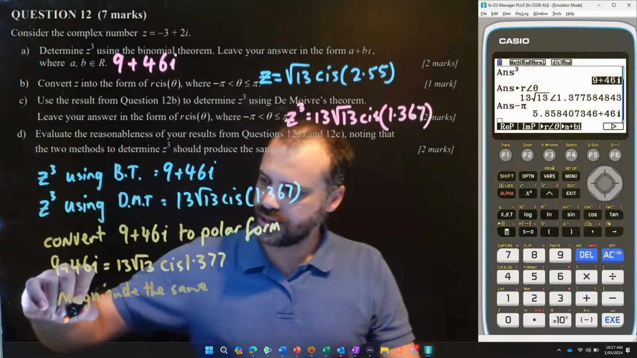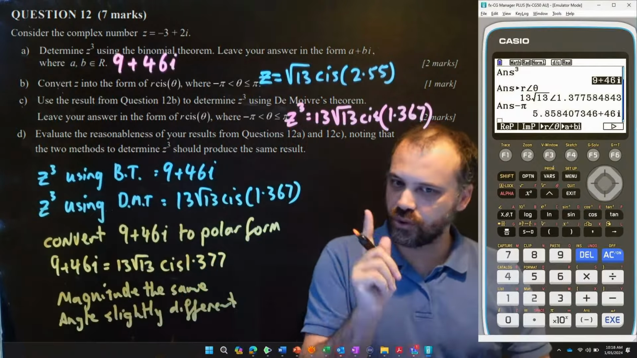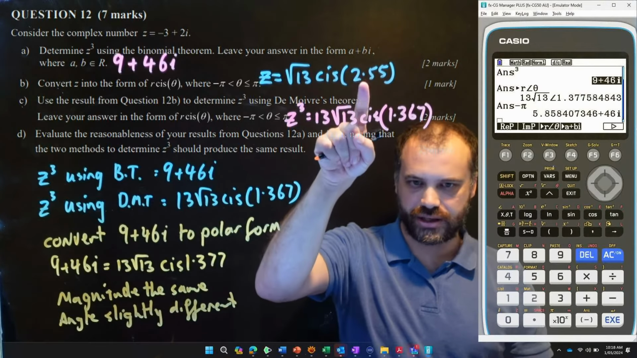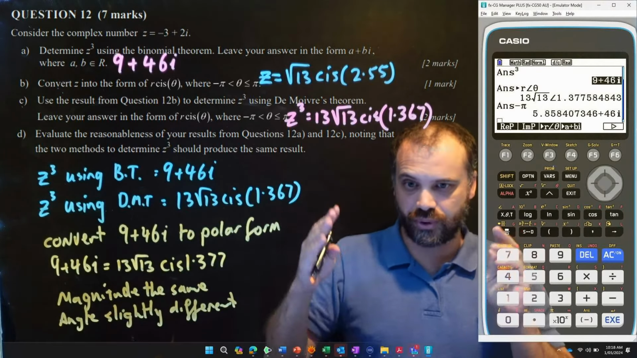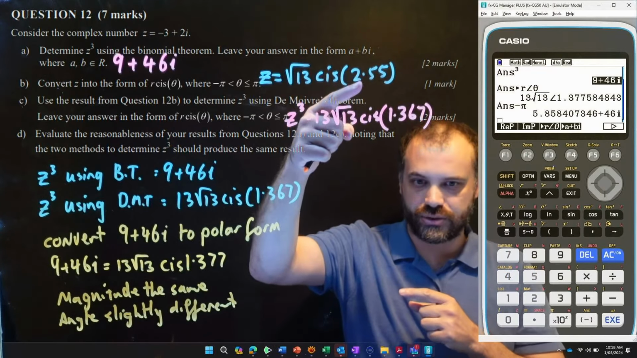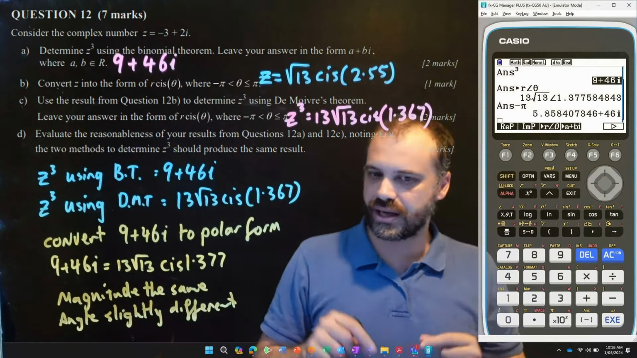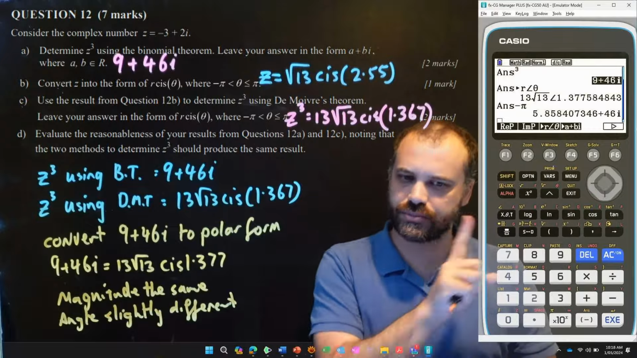I can say that the angle is slightly different. And what could have caused that? Rounding errors. Right here, 2.55 had a bunch of decimals when we did it. It wasn't just 2.55. I rounded there, and then I used that rounded figure to come up with this figure here, and that is why my angles are slightly different. So I can just say, caused by rounding errors.